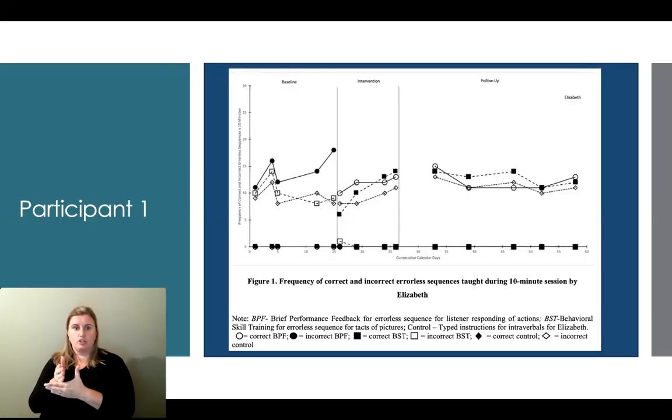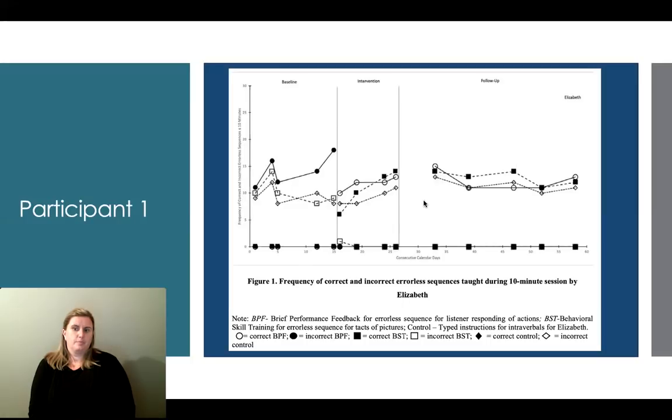And what we really want to tune in on here is the differentiation between the data paths, or the patterns between the open circles and the closed squares, which appears to be minimal during the intervention phase. That may indicate that for this specific participant, the skills training under BPF and the skills training under BST had relatively similar effects as far as implementation.